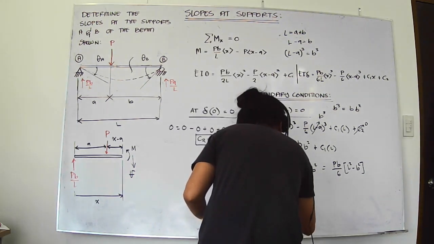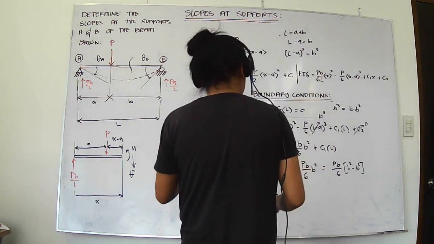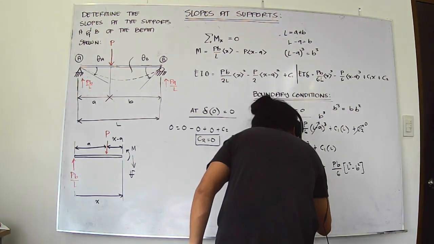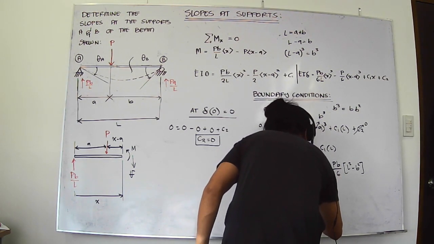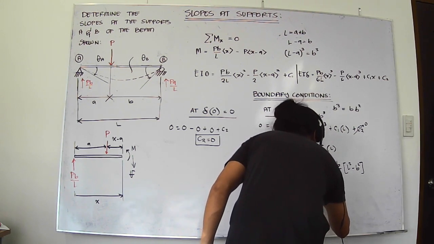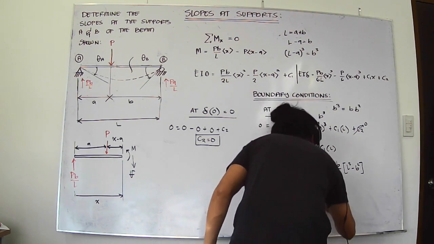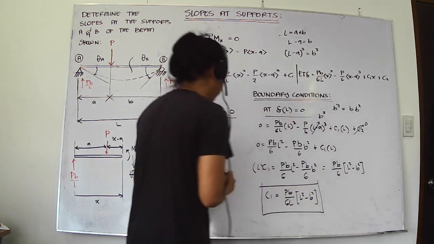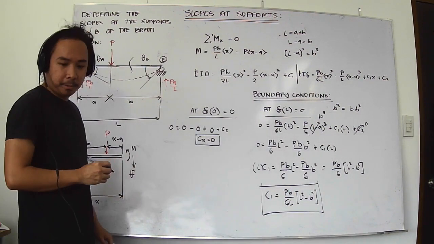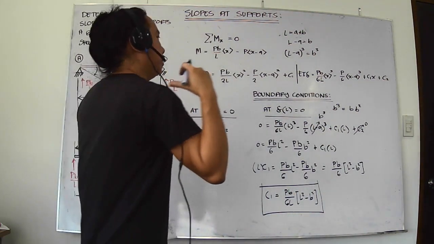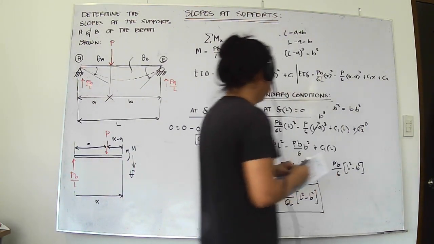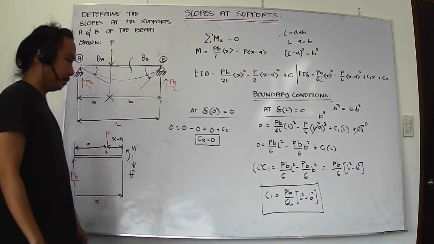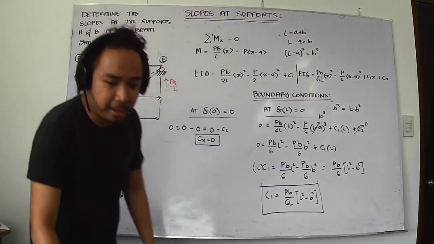PB over 6L multiplied by L squared. This is our C1. This is what we're looking for. Well, so we have our C1 and C2 now.